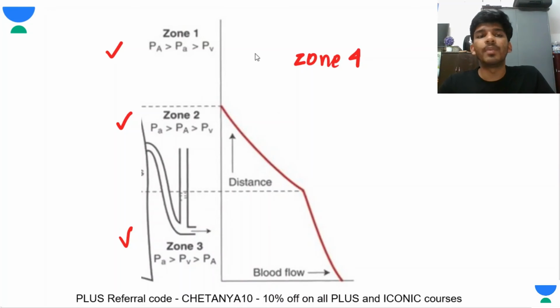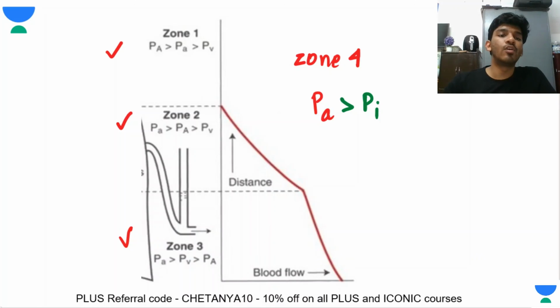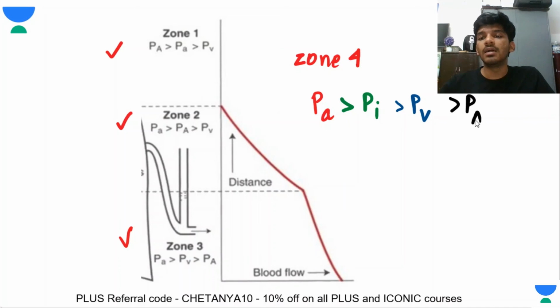In zone 4, the pressure of the artery is the greatest, followed by the pressure of the interstitial fluid, followed by the pressure of the veins, followed by the pressure of the alveoli. All right. And because of that, in zone 1, there's no blood flow. In zone 2, there is intermittent or pulsatile blood flow. There's still less amount of blood flow. And as you go down, the blood flow further increases and the blood flow is maximum in zone 3.